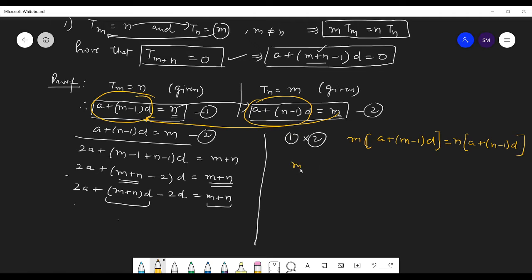So what do you get? ma plus, m is multiplied with this and d will also be multiplied, right? So m square d minus md, and that's equal to, now multiply this: na plus, n multiplied with n, and then the d will also be multiplied, so n square d, minus nd.